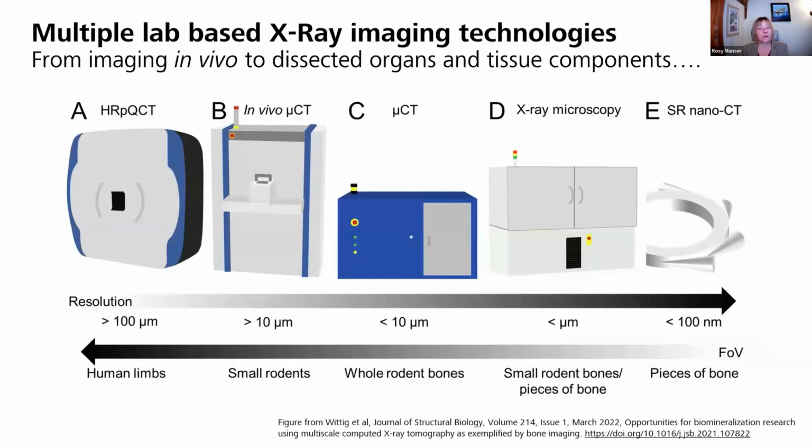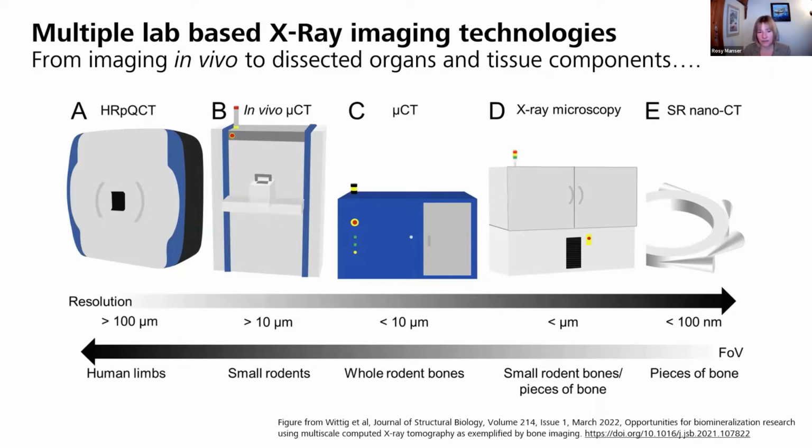But X-ray microscopy and micro-CT are actually only part of a whole breadth of different imaging technologies in X-ray imaging. So on the left-hand side here, we have the clinical CT scanner. So some of you may have actually been inside one of these, but they can be used for imaging human limbs. In a lab-based system, you could use them for the in vivo micro-CT, you can use for imaging small rodents. You could use rodent bones within a micro-CT system. You can use small rodent bones or pieces of bone using X-ray microscopy. And then pushing the resolution stages even further, you can move to the synchrotron with nano-CT.